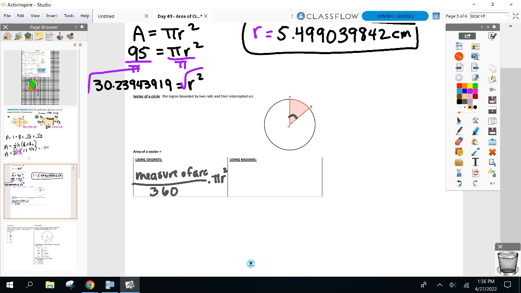What if it's in radians, though? Could I convert it and use this formula? You could. We have that background. Or I could go right to the radian formula, which is not that bad at all. If you want to find the area of a sector, 1/2 r, for radius length, squared. And then a good old friend is going to come back.